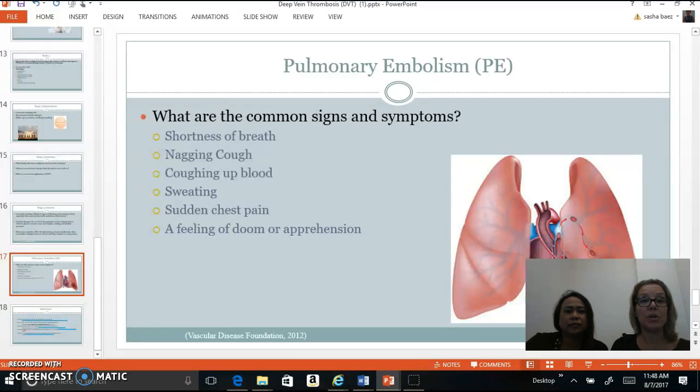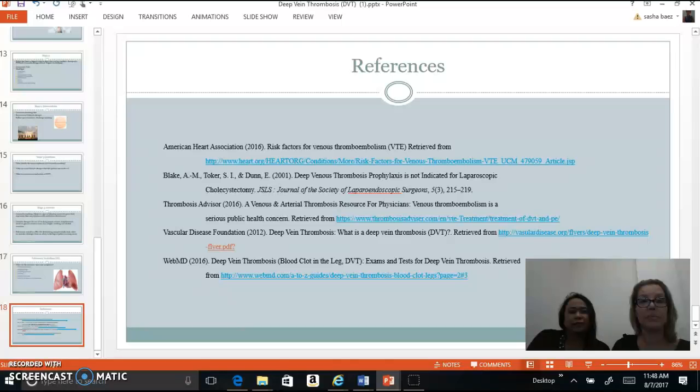Pulmonary embolism, what are the common signs and symptoms? Shortness of breath, that nagging cough, coughing up blood, sweating, sudden chest pain, a feeling of doom or apprehension. Make sure you call 911.